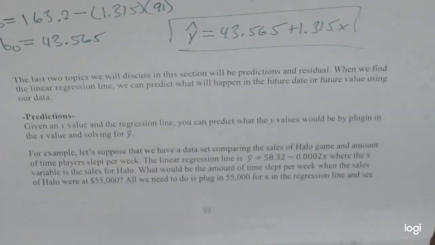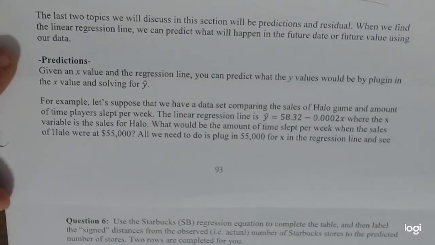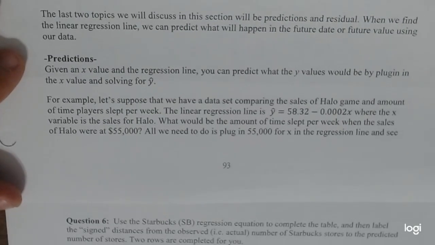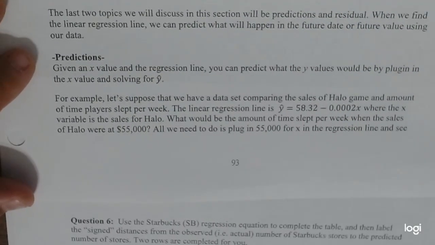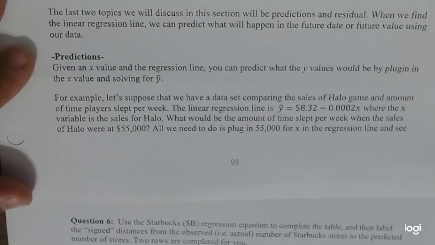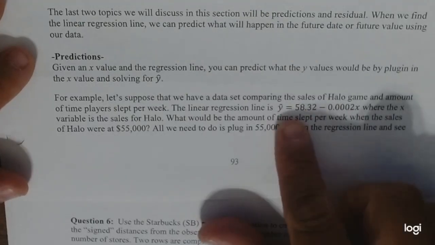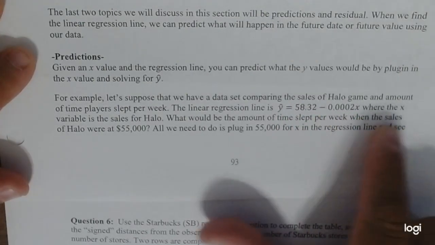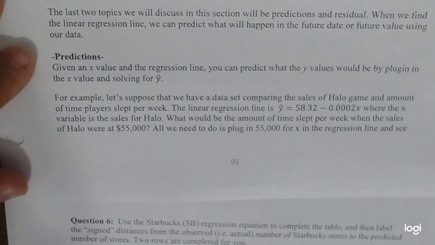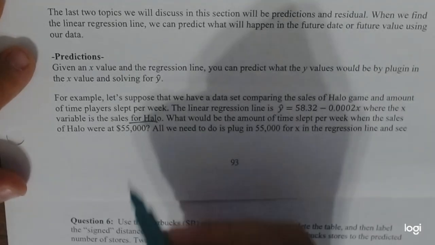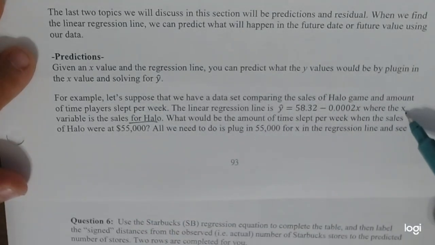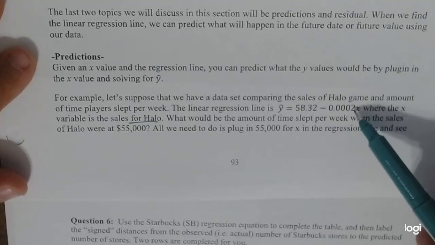Here's an example we'll talk about on the bottom. Suppose we have a data set comparing the sales of the Halo game and the amount of time players slept per week. I'm pretty sure you didn't sleep if you played Halo when it first came out. The linear regression line model is given to you. The x variable is the sales of Halo, how much it sold. The question is, what would be the amount of time slept per week when the sales of Halo was $55,000? You plug in $55,000 for x, because that's what the variable told you, and you see what we get.